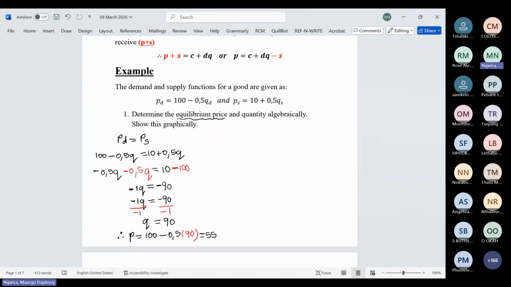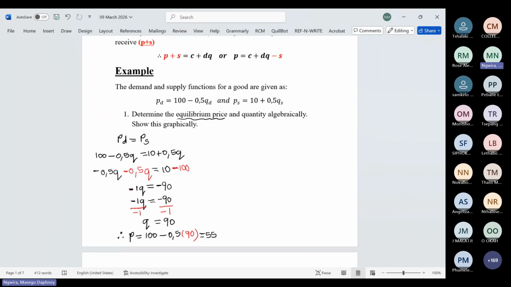And then now if we do this graphically, I'm just going to do it graphically just to show you. Remember I said that you won't be asked to draw the graph. I think it's 45. Is it 45? 100 minus 0.5 times 90. It's 55. Yes, please check again. Half of 90 is 45, and then 100 minus 45 should give us 55. Yes, it's 55.